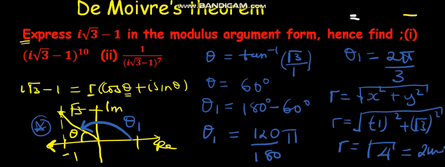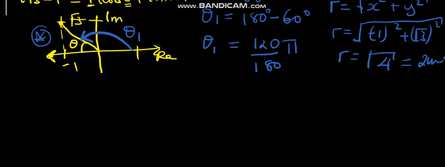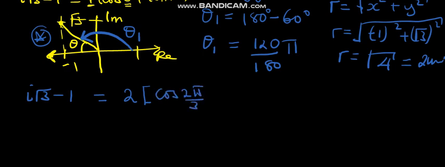Now i√3 − 1 is equal to, we said that our r is 2, cos 2π out of 3 plus i sin 2π out of 3. So that is our modulus argument form.